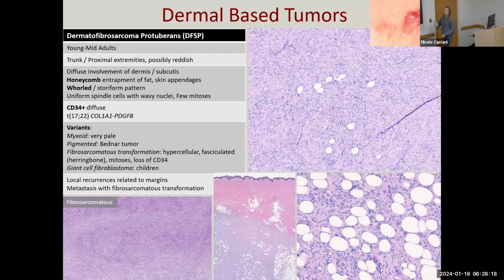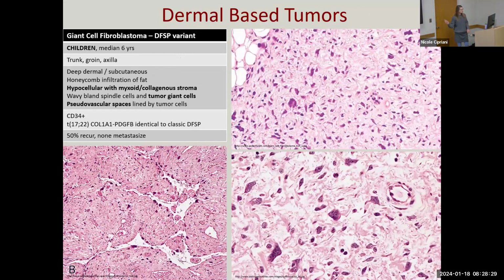If you can't prove it, like your staining is bad or whatever, COL1A1-PDGFB rearrangement is present, and you can FISH or do RNA fusion for that. The juvenile variant of DFSP is giant cell fibroblastoma. The genetics and immuno are exactly the same, but it's got these weird atypical monstrous giant cells with these pseudovascular spaces. These are not true endothelial cells. These are actually tumor giant cells lining these clefts.